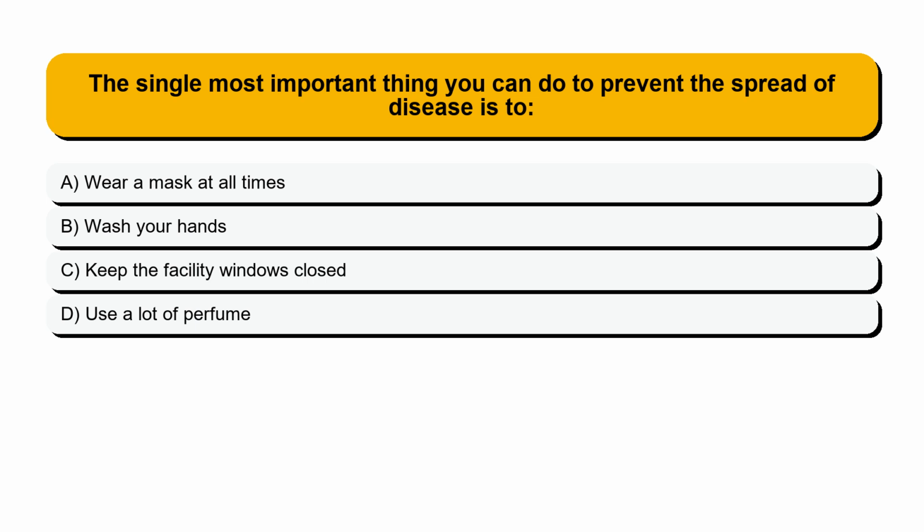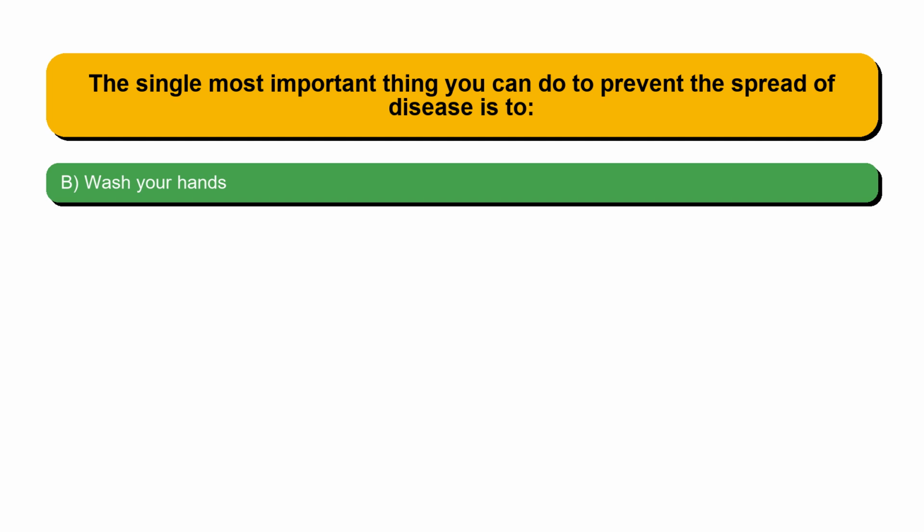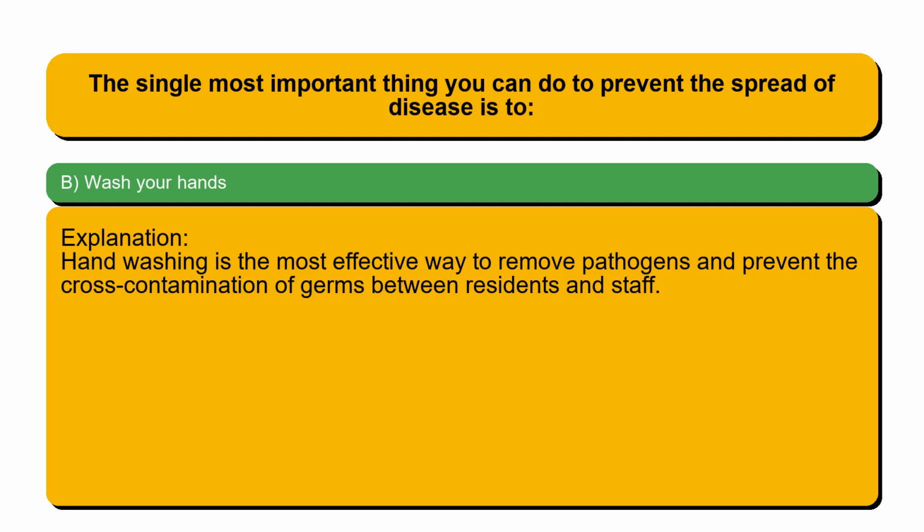Question 83. The single most important thing you can do to prevent the spread of disease is to: Option A, wear a mask at all times. Option B, wash your hands. Option C, keep the facility windows closed. Option D, use a lot of perfume. The correct answer is option B, wash your hands. Hand washing is the most effective way to remove pathogens and prevent the cross-contamination of germs between residents and staff.